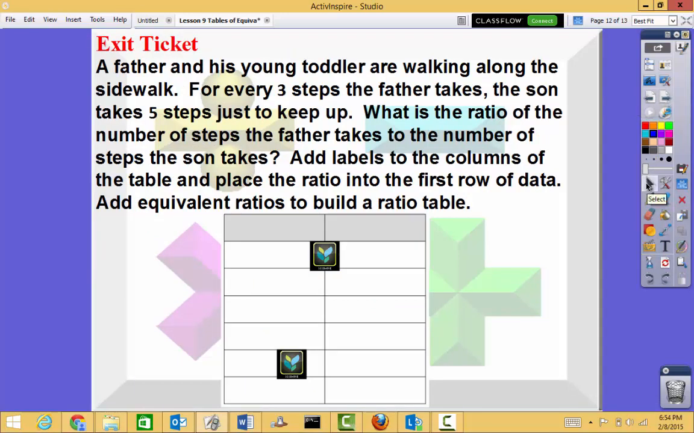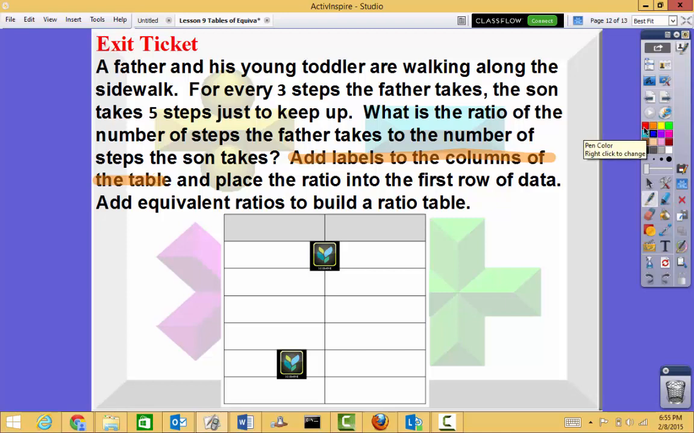I'm going to walk you through part of it. A father and his young toddler are walking along the sidewalk. For every 3 steps the father takes, the son takes 5 steps just to keep up. What is the ratio of the number of steps the father takes to the number of steps the son takes? Add labels to the columns of the table. Place the ratio into the first row of data. Add equivalent ratios to build the table.